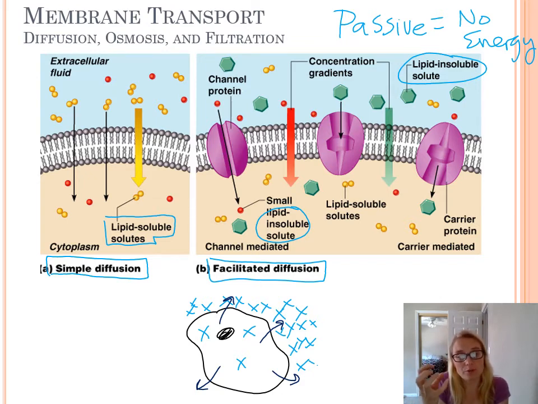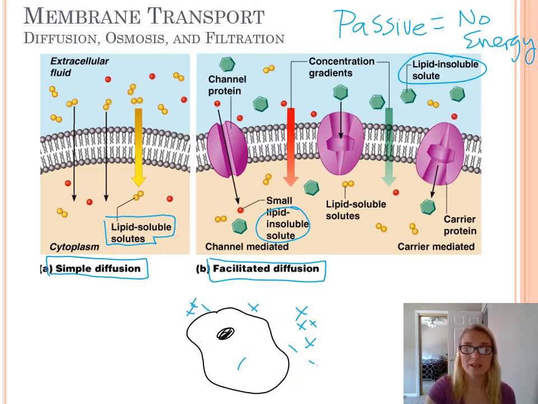So the cell is going to shrivel up. Okay? So these are different situations that cells can find themselves in. Either they're completely surrounded by too dilute of an environment and the cell will gain water, or if they're surrounded by too concentrated of an environment, the cell will lose water. So both of those scenarios are not ideal situations. So what is the ideal situation? What kind of environment would we want our cells to be in so they don't lose or gain too much water?